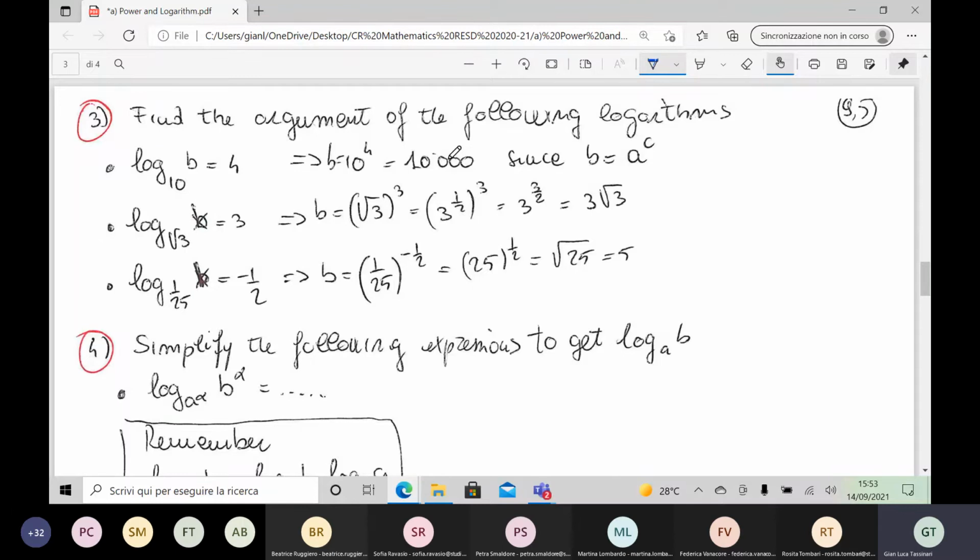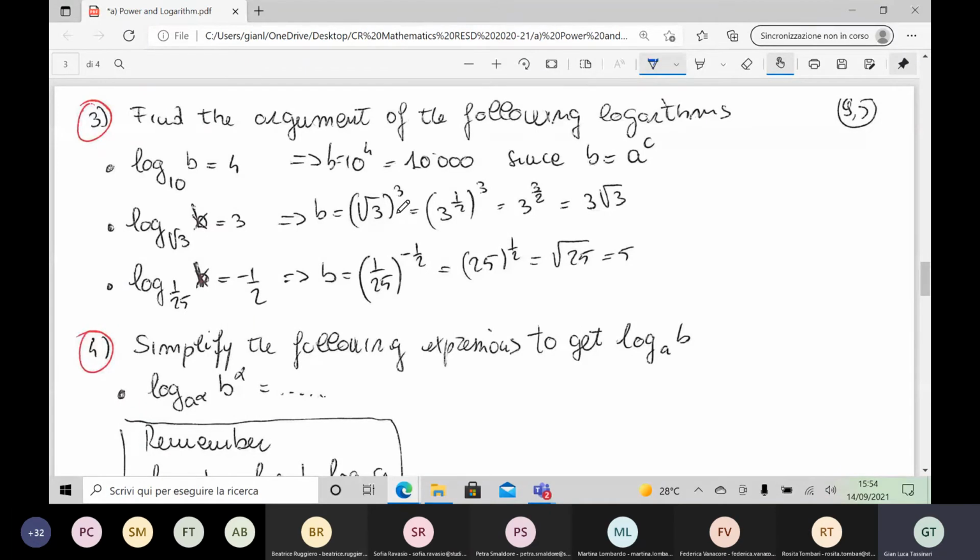So again, which is the definition of a logarithm? The logarithm is this number, because this logarithm is equal to 3, so this is the logarithm. The logarithm is the exponent c you have to give to the basis a, which is square root of 3, to get b. So b is equal to square root of 3 to the power 3. Okay, here one can write directly square root of 3 times square root of 3 times square root of 3 is 3 square root of 3.